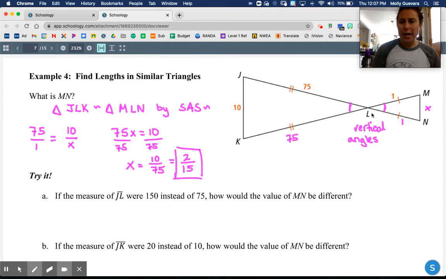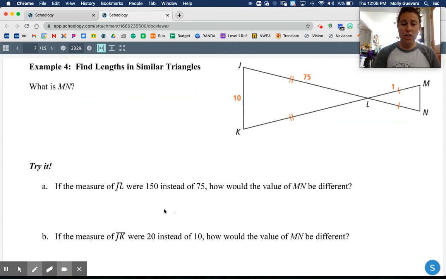So our two problems are going off of this same image. It's just saying if JL were 150 instead of 75, how would MN be different? So you're just solving the proportion. And then if JK was 20 instead of 10, how would it be different? So you're just solving the proportion. So just use the same proportion, but modify it according to the changes. And then when you're ready to check your answers, hit play on the video and we'll go through it.